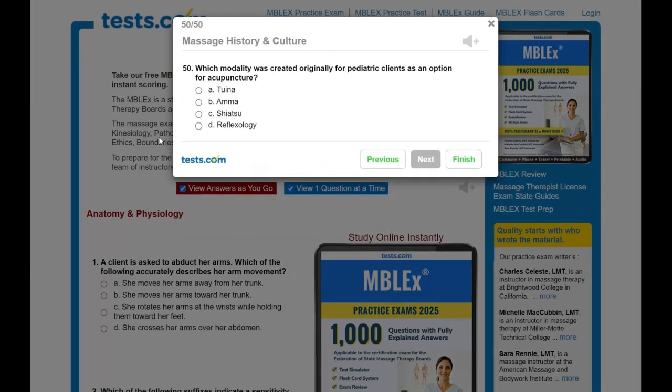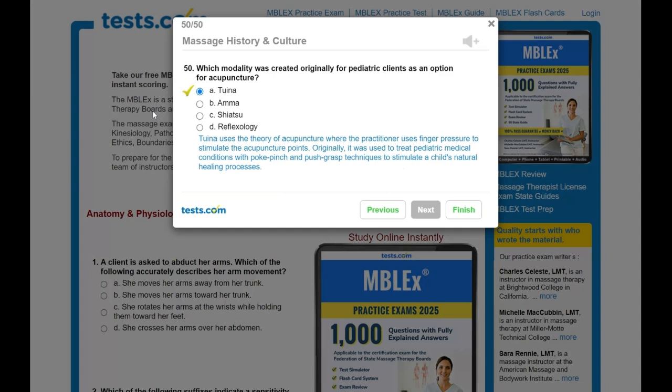Question 50. Which modality was created originally for pediatric clients as an option for acupuncture? A. Tuina, B. Ama, C. Shiatsu, D. Reflexology.